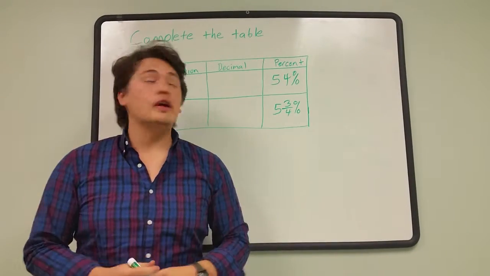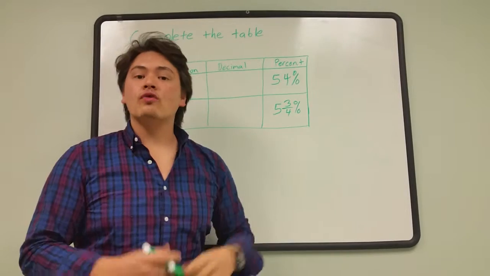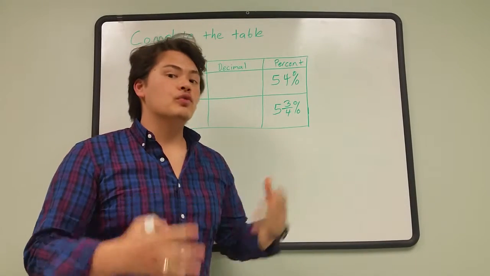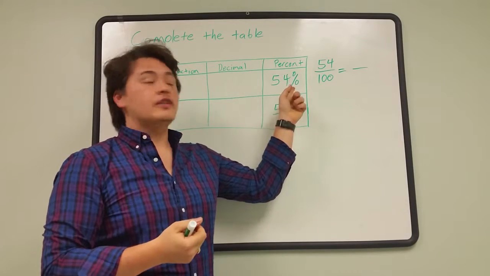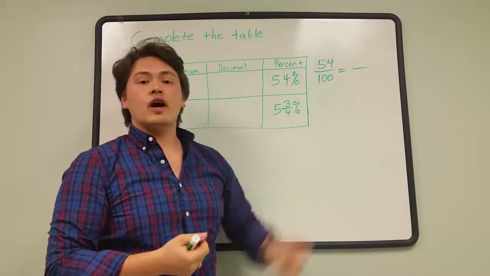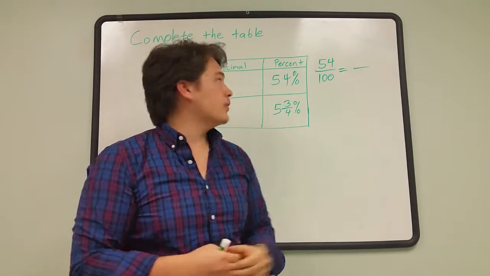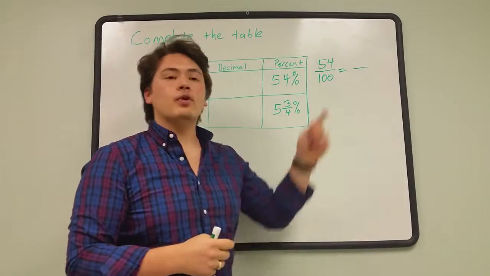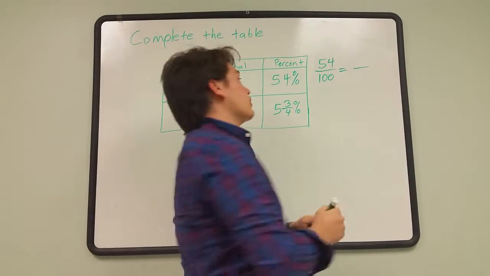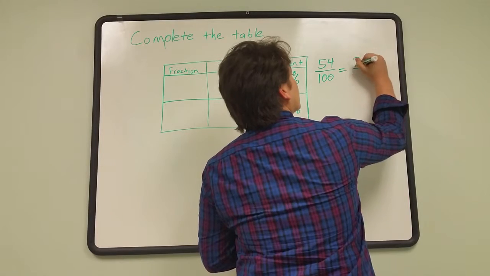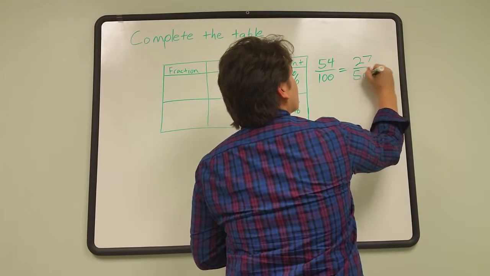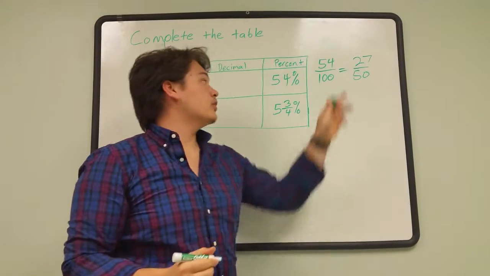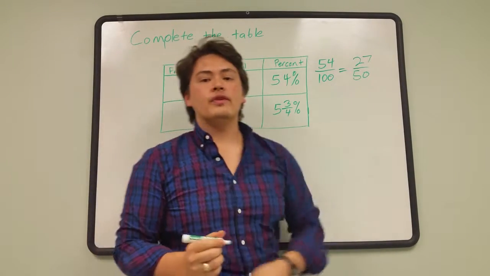What I'm going to do is put 54 over 100, because that is how you would write it as a percent. So I rewrote 54% to be 54 over 100. Now we can simplify this further because 2 can go into 54 and 2 can go into 100. 2 can go into 54 27 times, and 2 can go into 100 50 times. So our fraction is going to be 27 over 50.